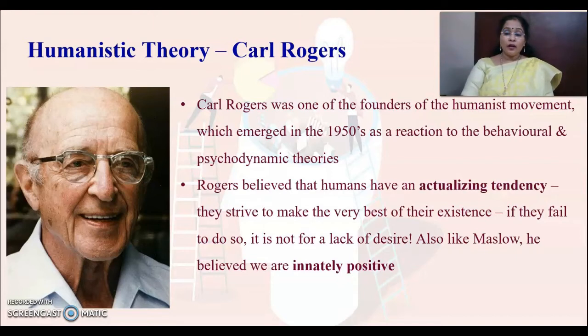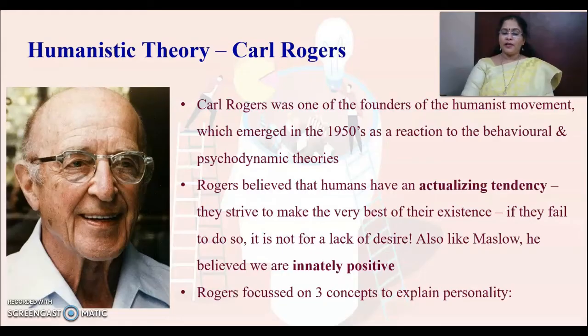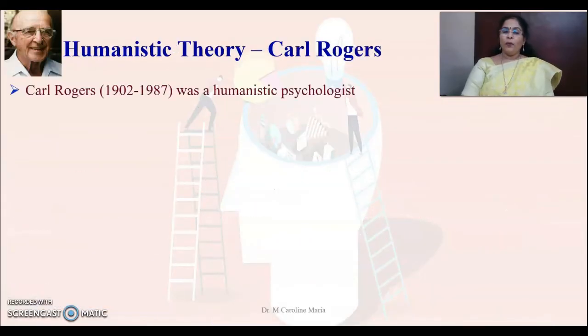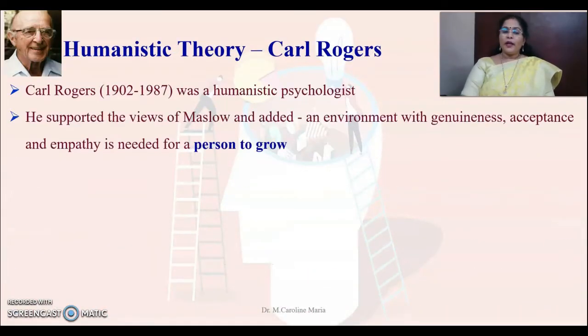And also, like Maslow, he too believed in the innate positive ambition in every person. And Rogers focused on three concepts with regard to personality. Number one is self-concept, number two is congruence, and number three is unconditional positive regard. We see one after the other. He supported the views of Maslow and added that an environment with genuineness and acceptance and empathy is needed for a person to grow.